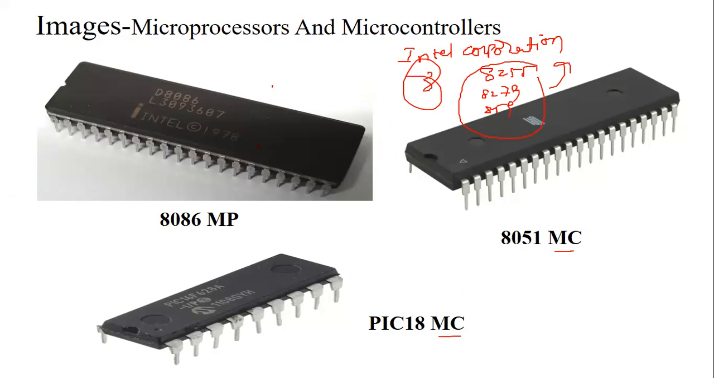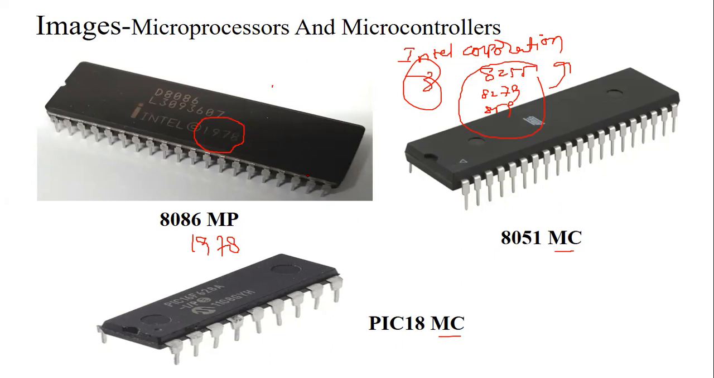Okay, so you can see here they mention the introduction year of the 8086 microprocessor, in the year 1978. Different devices were developed at different times. So our intention here is that you have to know what a microprocessor is and what a microcontroller is. What is the basic difference between the microprocessor and the microcontroller?